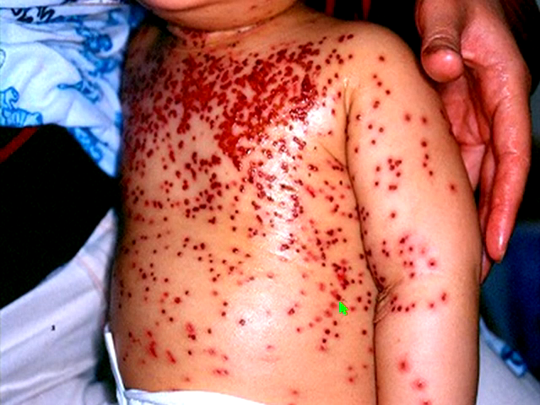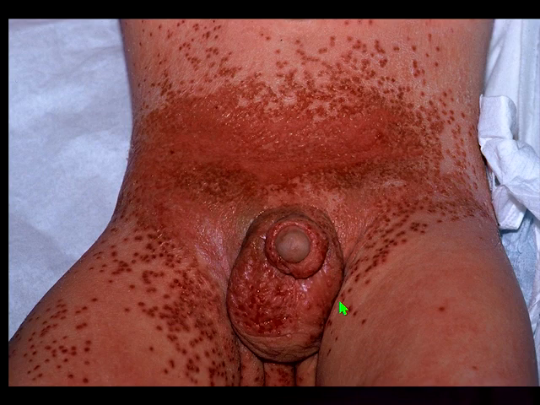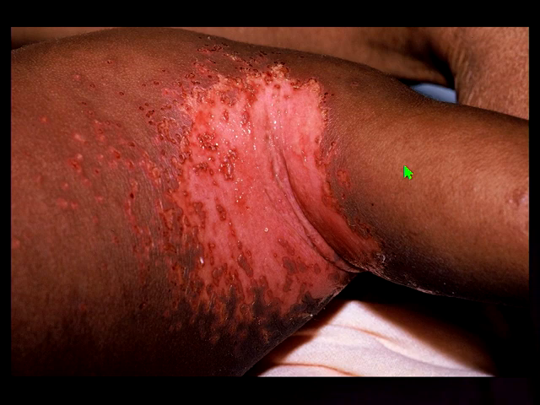Again, another very widespread example. So these can be very, very generalized, especially if the patient's eczema is very generalized. And these are the sorts of patients that we would hospitalize for this condition. So again, very, very widespread erosions here. And another example.